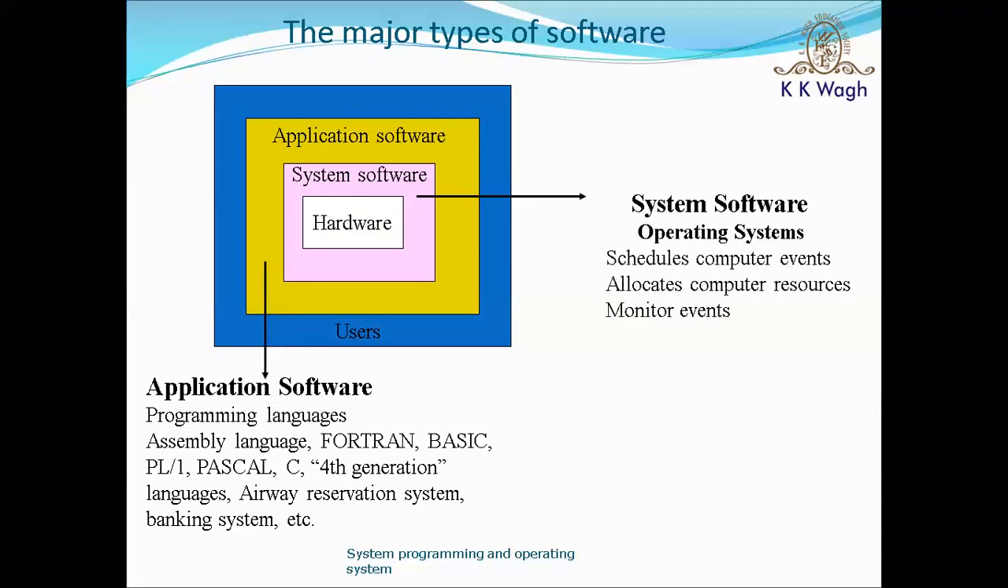And what is system software? For example, the operating system is one of the system software, which schedules computer events, allocates computer resources, and monitors events. These are some fundamental tasks of operating systems.